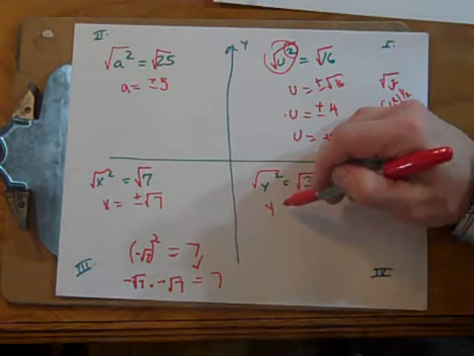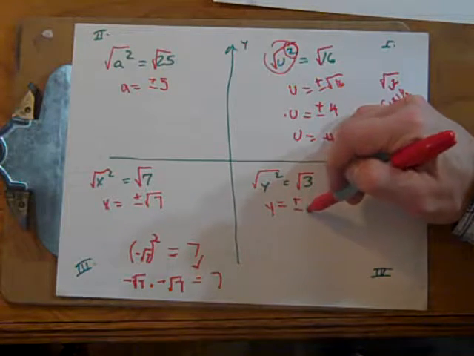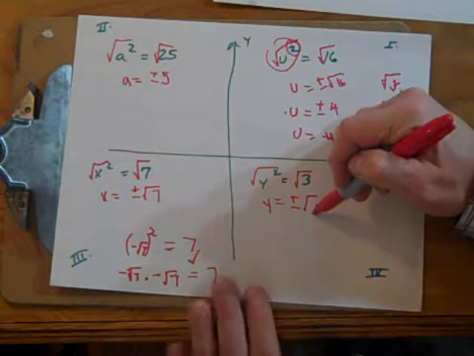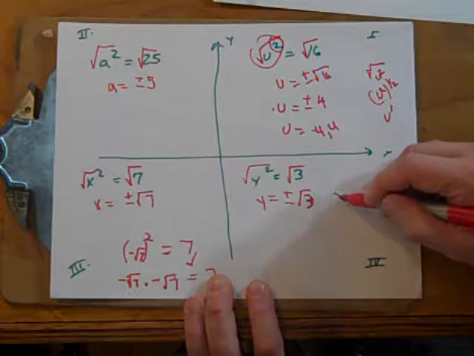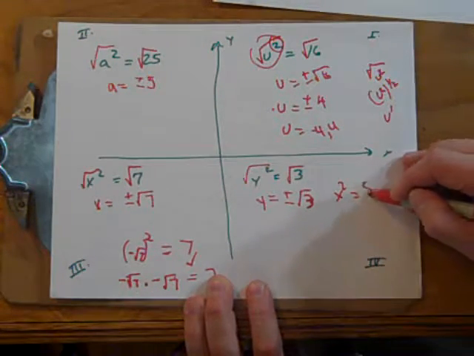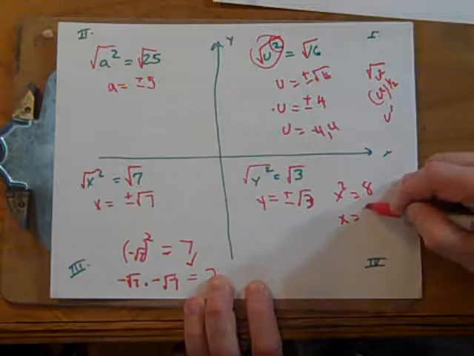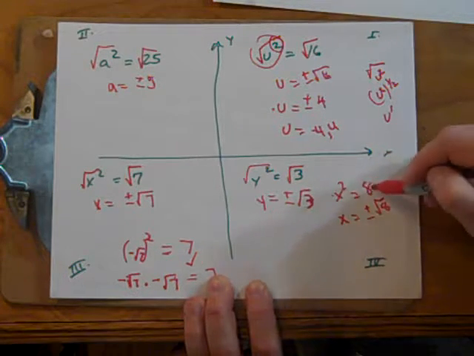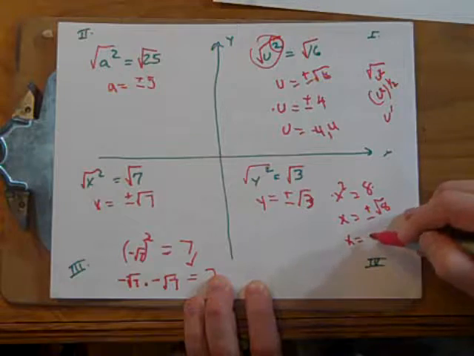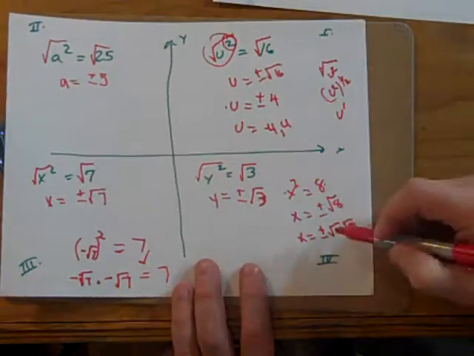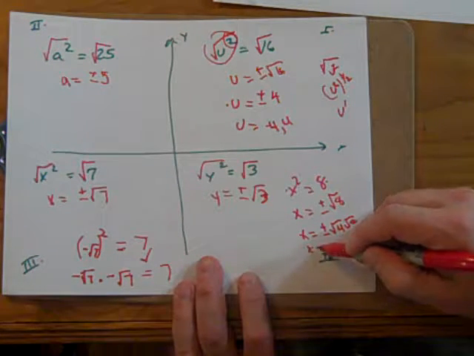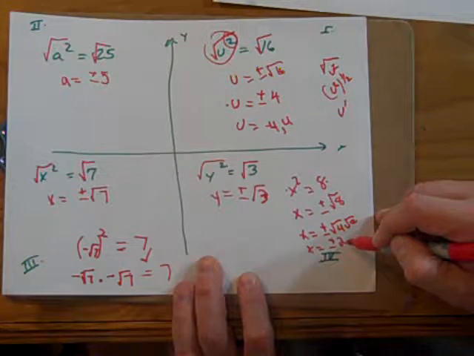Here it's y squared equals 3. And I get y equals plus or minus the square root of 3. Now, if that was a radical that could be reduced, if it was x squared equaled 8, it would be x equals plus or minus the square root of 8 by taking the square root of both sides. And in my classroom, I would expect you guys to break that down and write square root of 4. So I would get x equals plus or minus 2 square roots of 2.